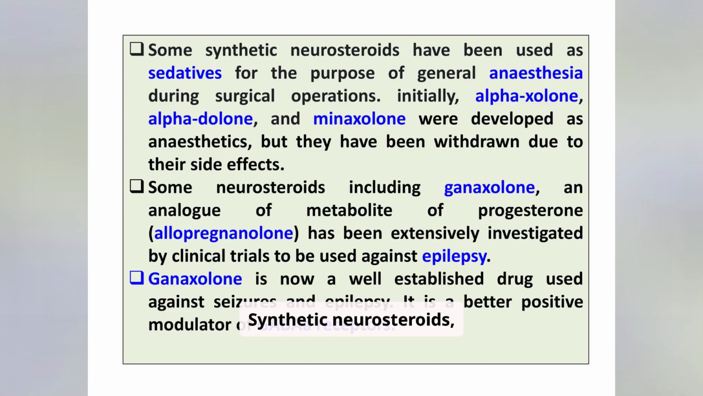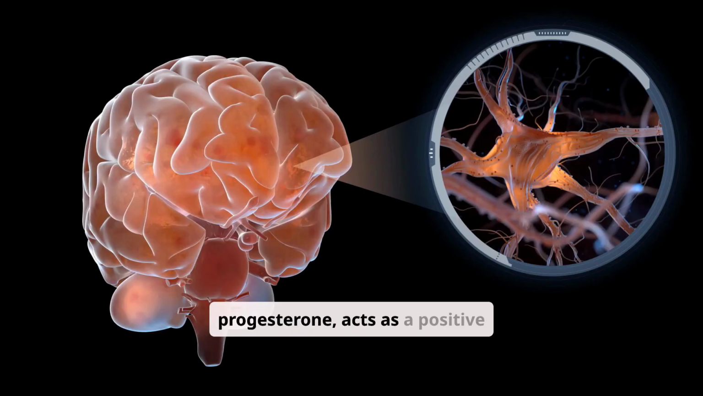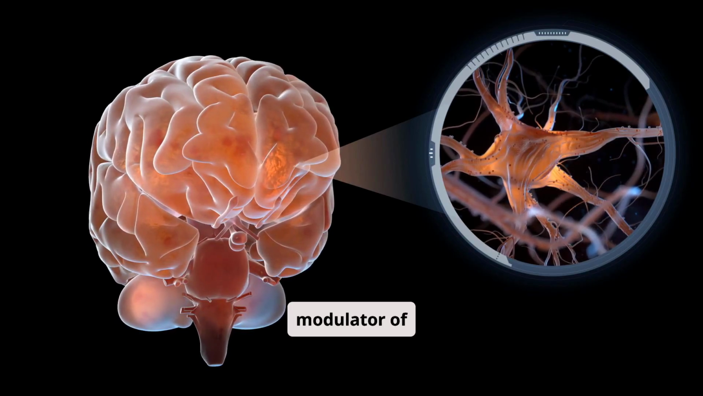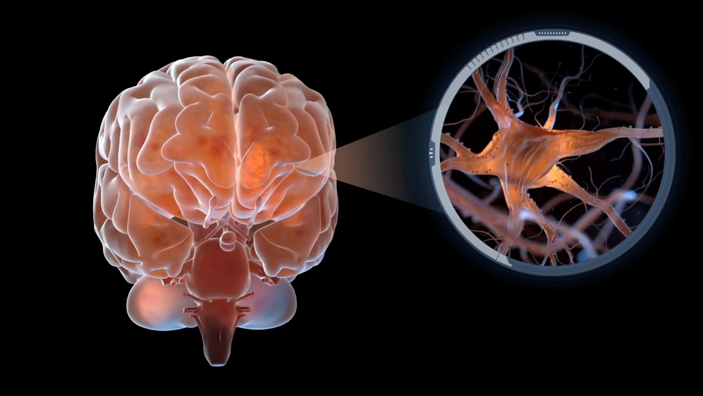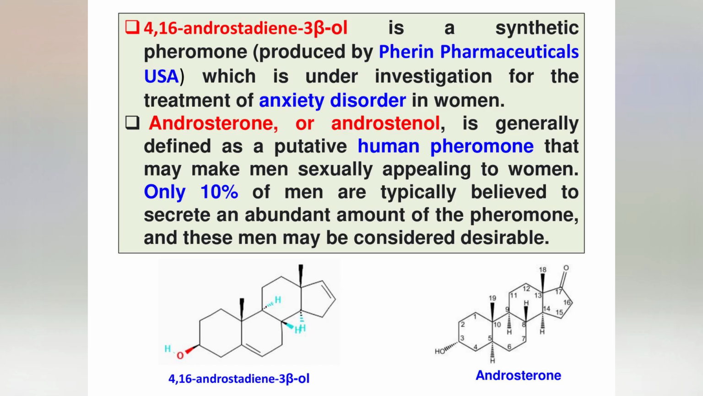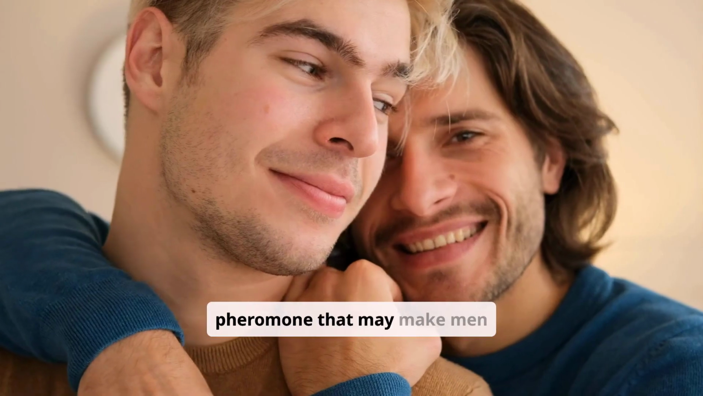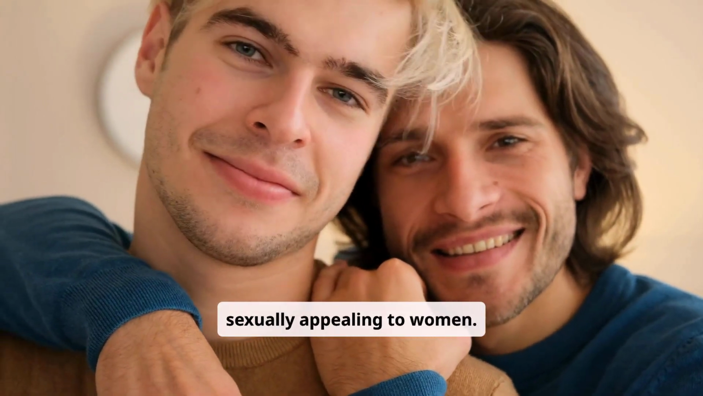Synthetic neurosteroids like ganaxolone have been investigated for use against epilepsy. Ganaxolone, an analog of progesterone, acts as a positive modulator of GABA receptors. 4,16-androstadien-3β-ol is a synthetic pheromone under investigation for anxiety disorder in women. Androsterone is a putative human pheromone that may make men sexually appealing to women.